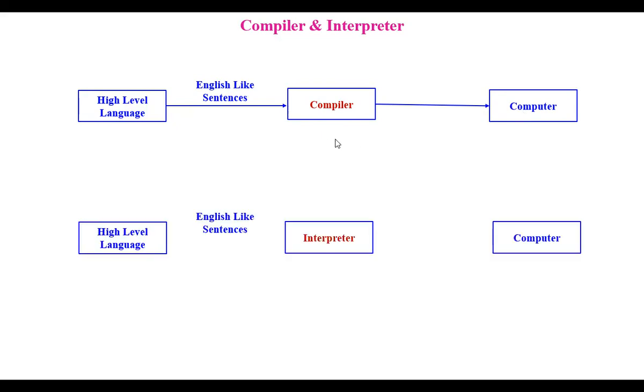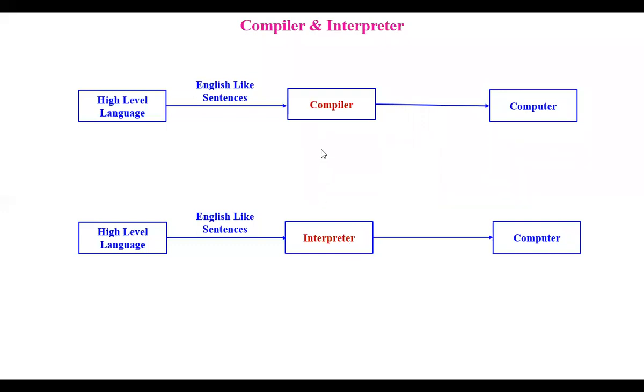The interpreter also does the same thing. It takes up the English-like sentences which are in high-level language and converts them for the computer. So then what is the difference? The compiler and interpreter both are doing the same operation, but we are calling this a compiler, whereas we are calling this an interpreter.